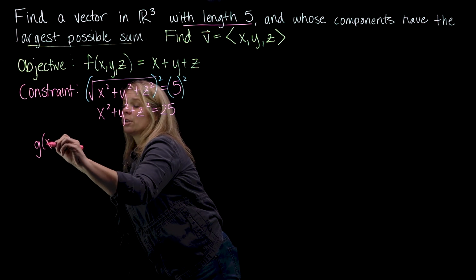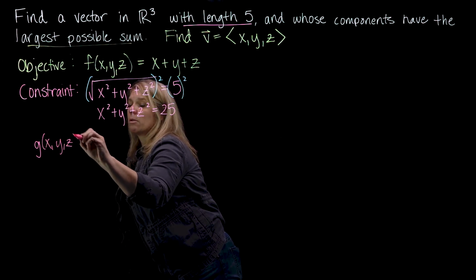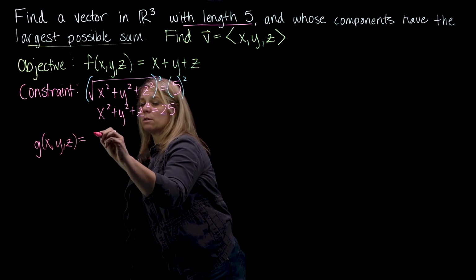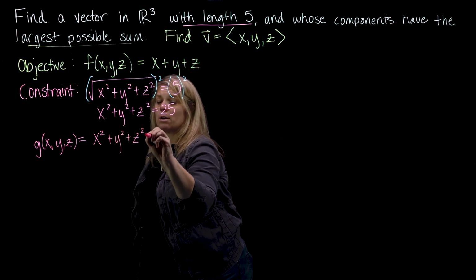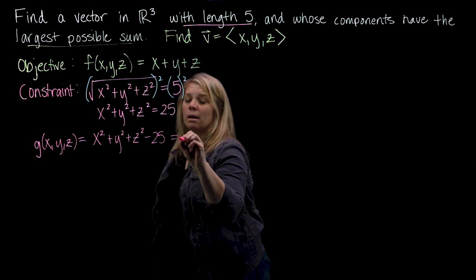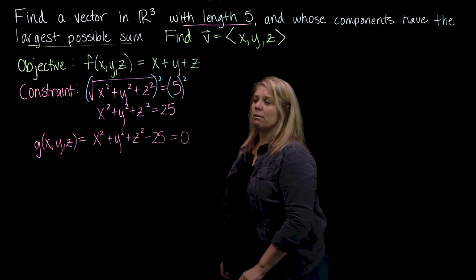So my constraint function will be g of x, y, z equals x squared plus y squared plus z squared minus 25. And I need that constraint equal to 0.